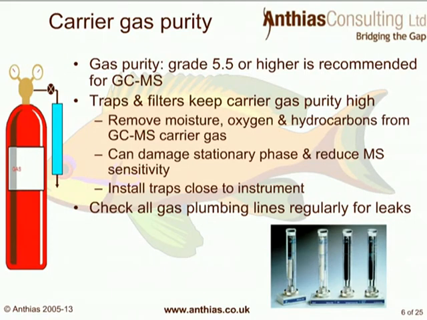Ideally, we should be looking to remove moisture, oxygen and hydrocarbons from our GCMS carrier gas. Oxygen and moisture can damage stationary phases, and of course, moisture, oxygen and hydrocarbons can reduce the sensitivity of the mass spectrometer. We also need to make sure that we check all gas plumbing lines regularly for leaks.